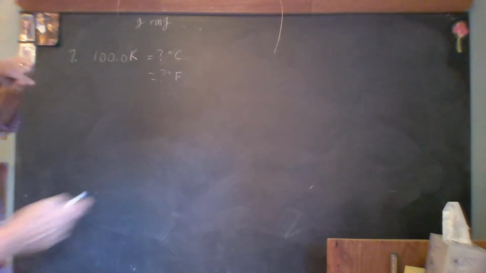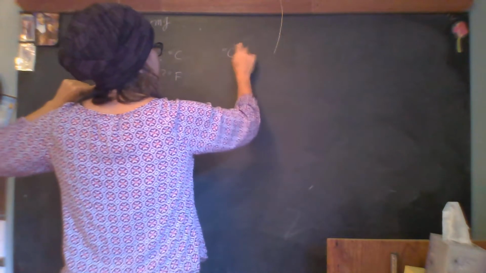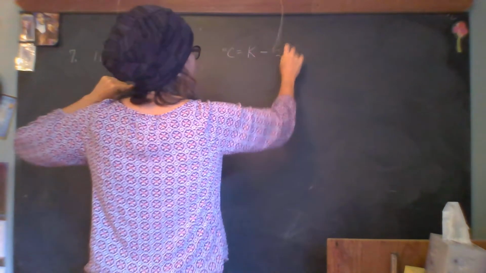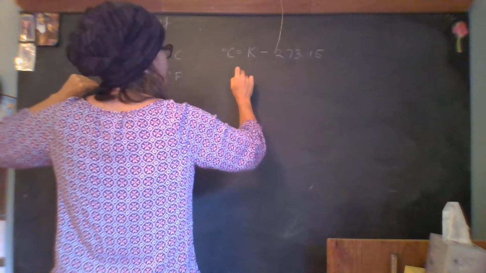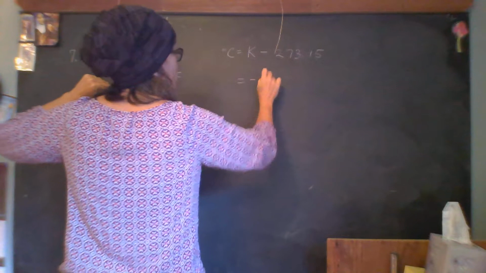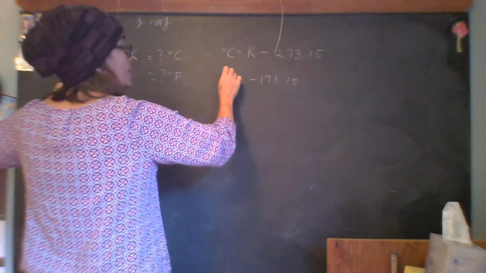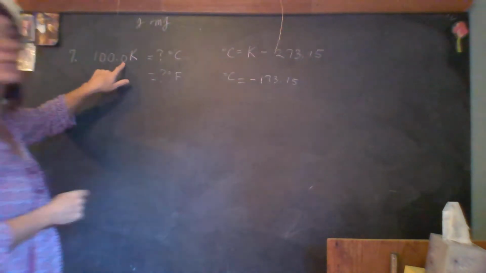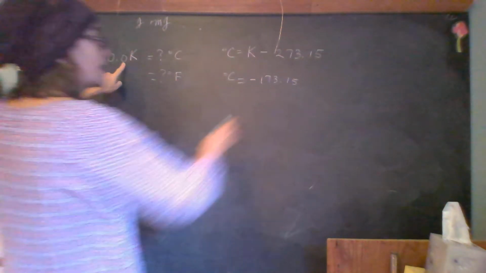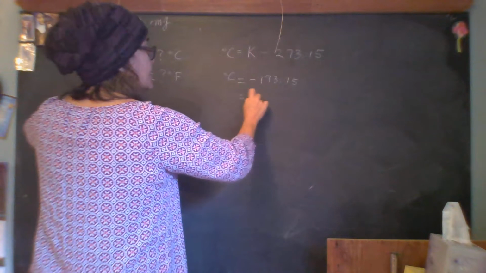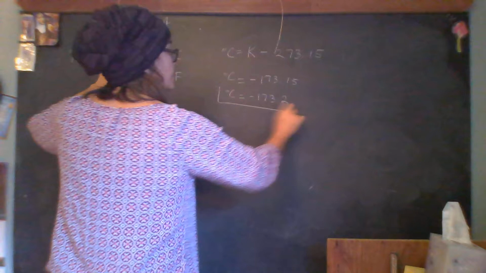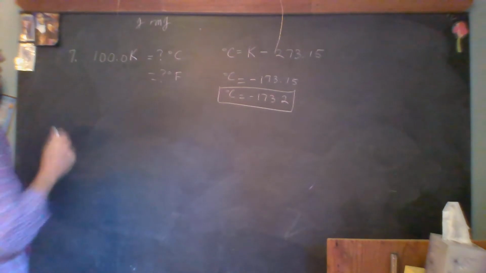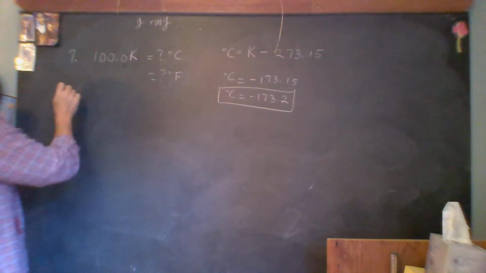The first thing we need to know is that degrees Celsius is going to be Kelvin minus 273.15. So that means that's going to be negative 173.15, right? 100 minus that, but we have to look at our precision, and here we're precise to the 10th place. So here we're going to round to the 10th place, negative 173.2 degrees C.